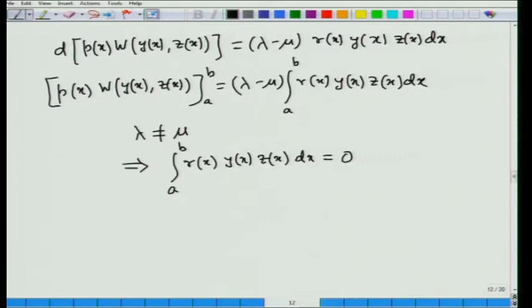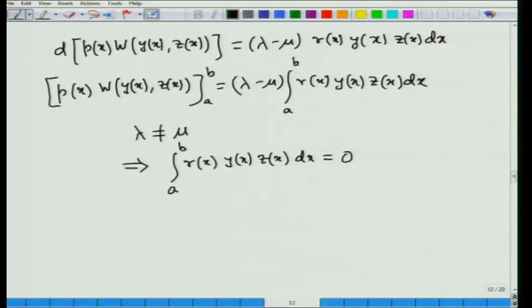So, that means for two Sturm-Liouville boundary value problems, one with parameter lambda and the other with parameter mu, with the same p, q, r, if we are able to find two corresponding solutions of the equations, denoted by y(x) and z(x), such that p(x) times the Wronskian of y(x), z(x) evaluated at b minus the same expression evaluated at a is equal to 0, then these two functions y and z are orthogonal to each other with respect to the weight function r.